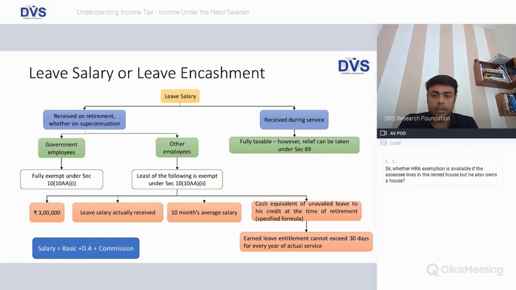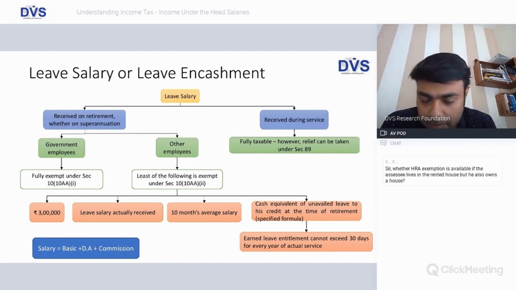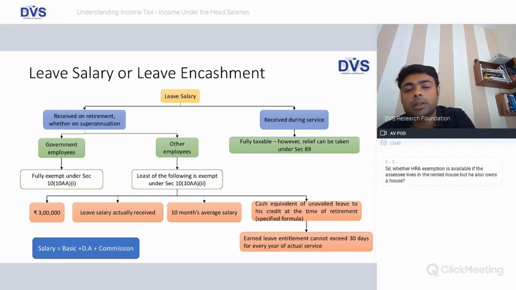And the earned leave entitlement cannot exceed 30 days. So let's assume the employer says annually he can take 35 days leave, but we will ignore the 35 and take only 30 because that earned leave entitlement cannot exceed 30. So 30 into 30, which is 30 days per year for 30 years, will make it 900 minus 300 days of availed leave. So his unavailed leave is now 600 days. 600 divided by 30 will give you 20 months. And his last drawn salary is 40,000. So 20 months into 40,000 will make it 8 lakhs. So that's how you get to the last number.